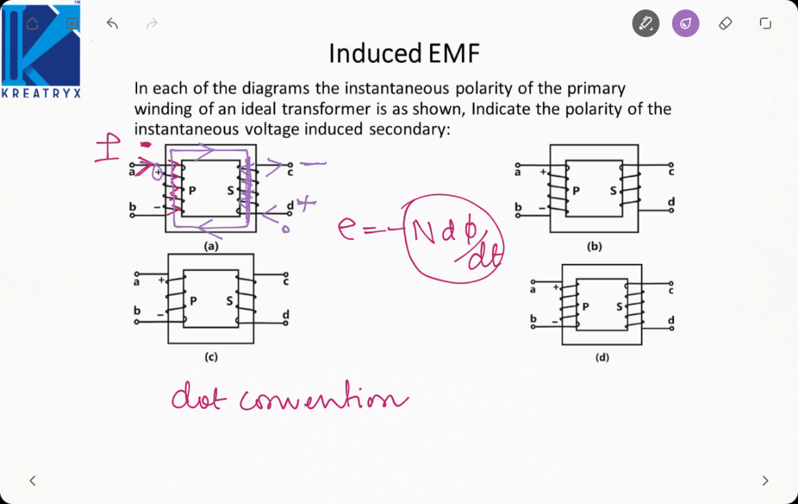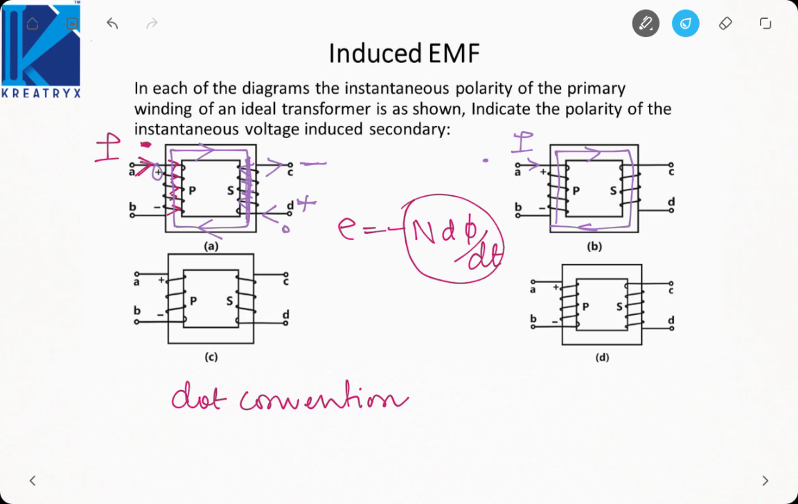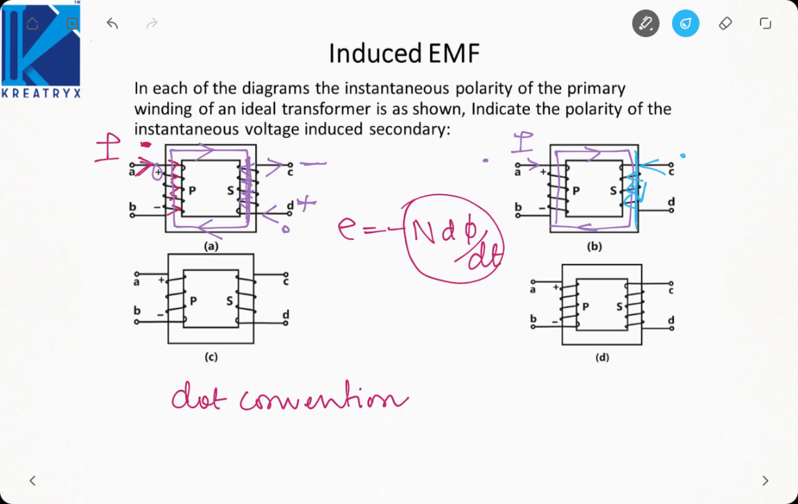Let us take the next example. I will again do the same procedure. Entering current I will place a dot here. The flux will again be clockwise. Now secondary flux should again be downwards in order to add up to the primary flux. If such thing happens, the current must be like this, so that the flux is downwards. Okay. So that means the dot will come here, and since the dot on the primary is positive, this will also be positive, this will be negative.